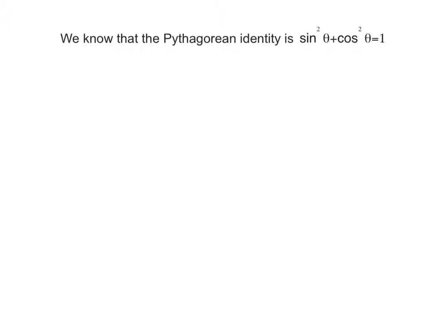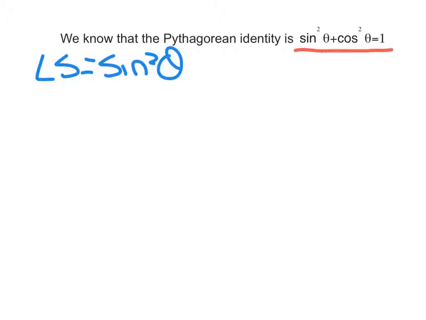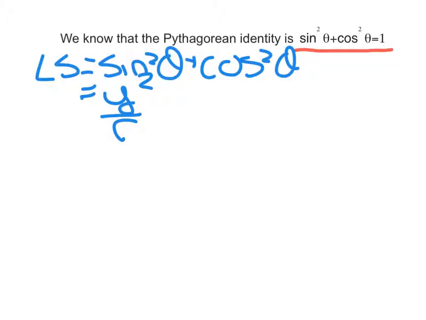So we know that the Pythagorean identity is sine squared theta plus cos squared theta equals 1. If we have our left side equaling sine squared theta plus cos squared theta, we're going to put that into our x, y, and r terms. So our sine equals y over r squared, and remember that the squared is also on the denominator, plus cos in x, y, r terms is x over r squared, and the r is also squared.